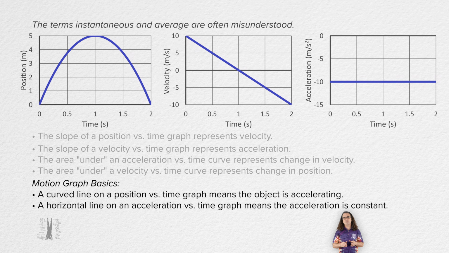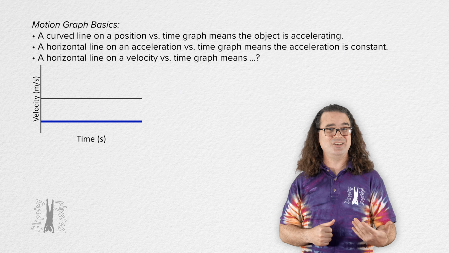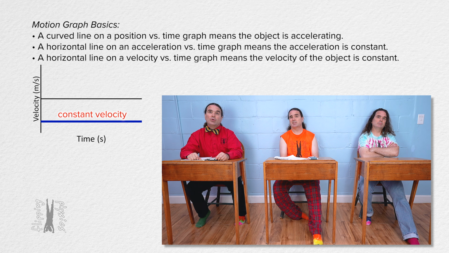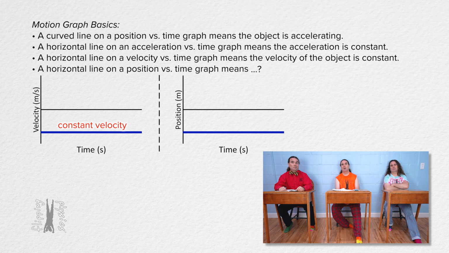Bobby, what does it mean for the motion of the object if there is a horizontal line on a velocity versus time graph? A horizontal line on a velocity versus time graph means the velocity of the object is constant. Yeah. And Bo, what does it mean for the motion of the object if there is a horizontal line on a position versus time graph? A horizontal line on a position versus time graph means the position of the object is constant, so that means the object is not moving. Yes.